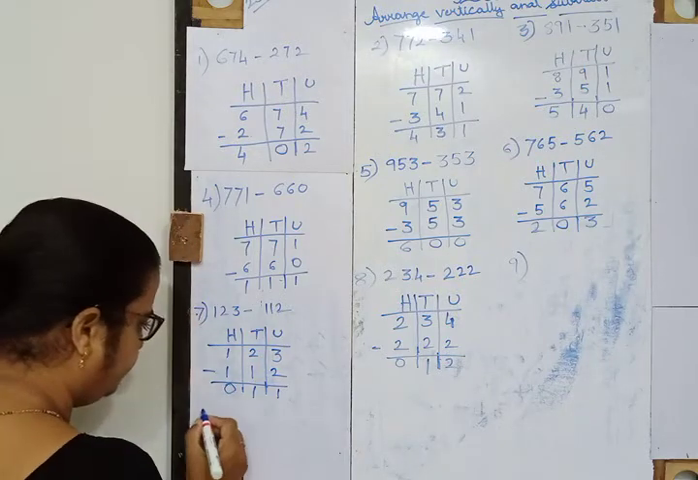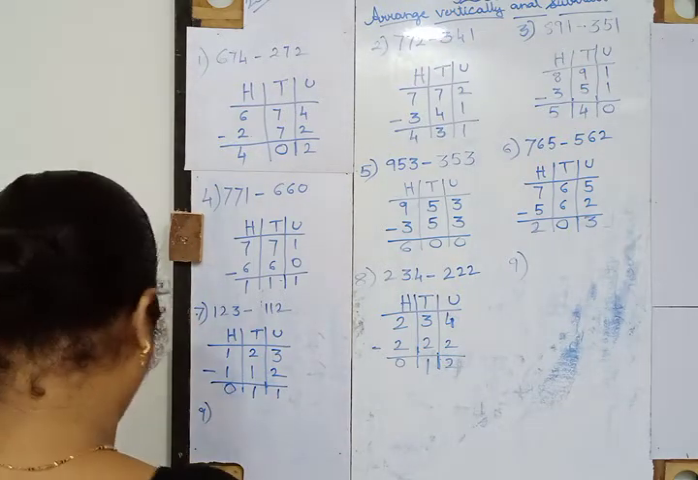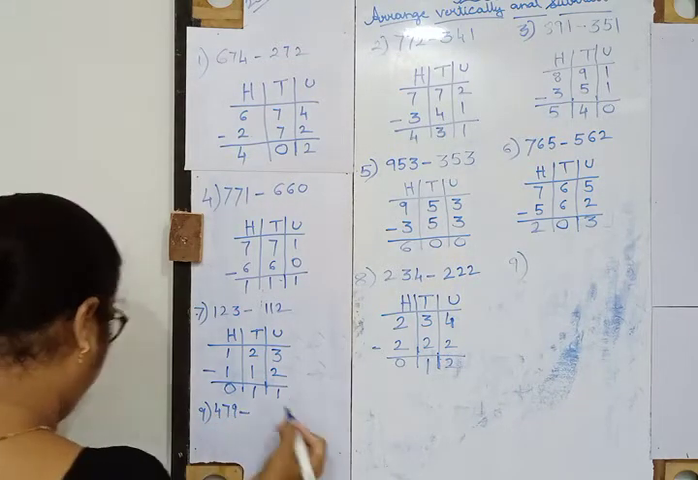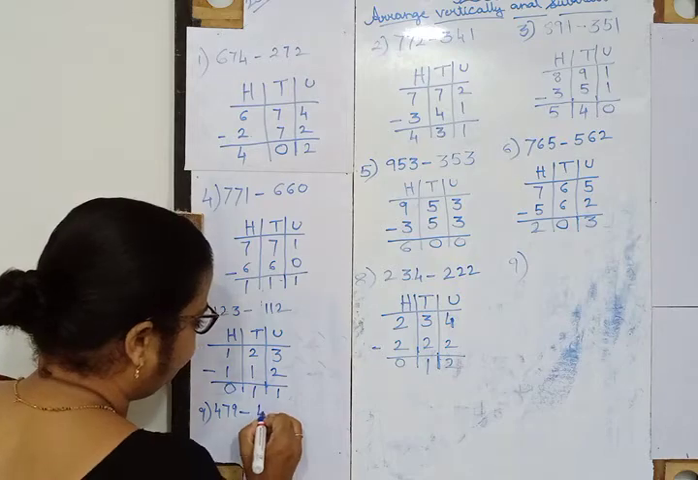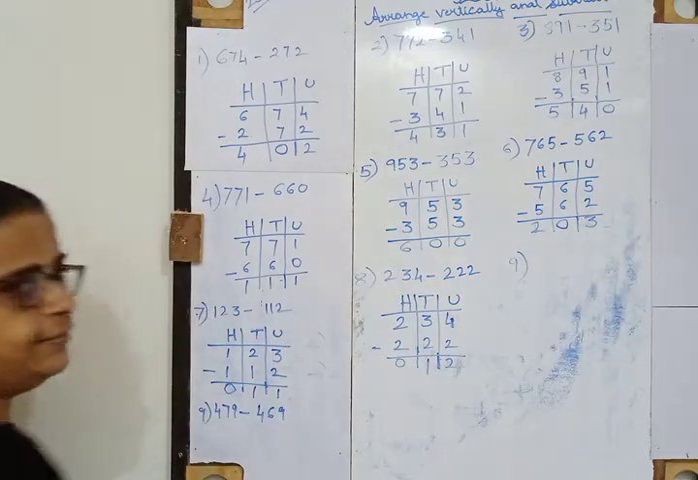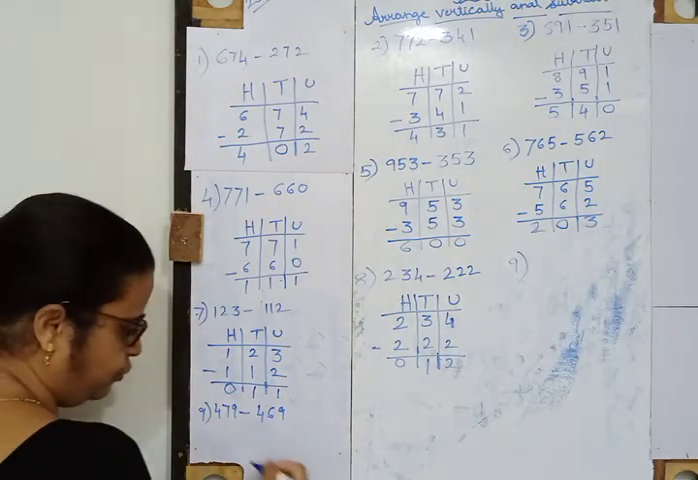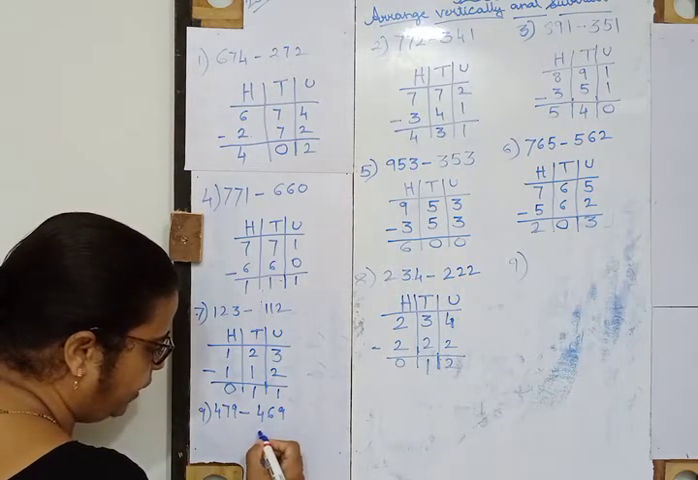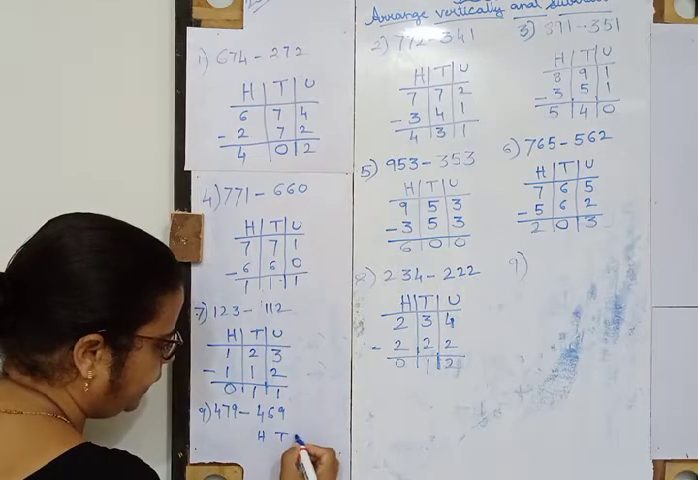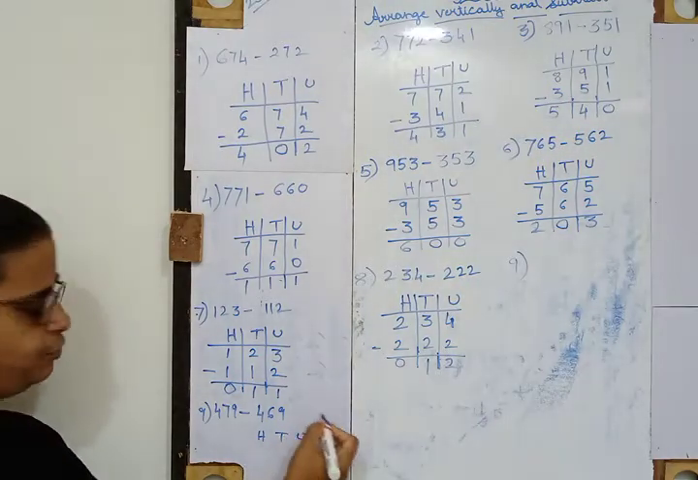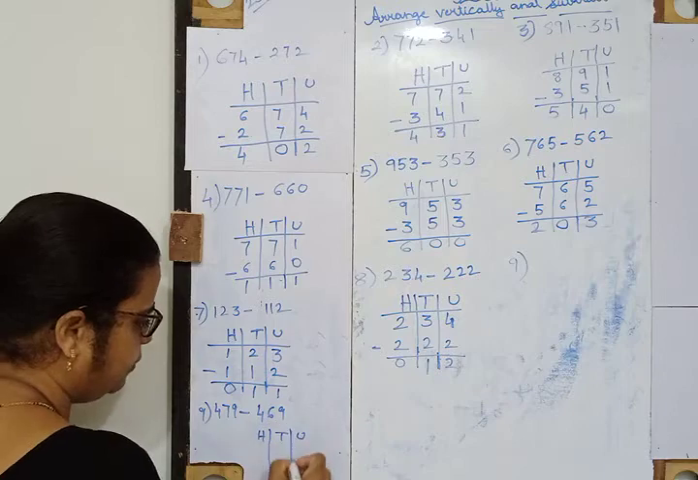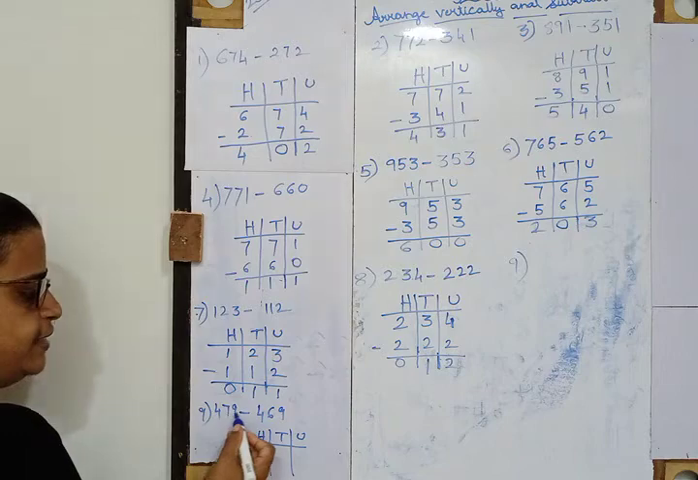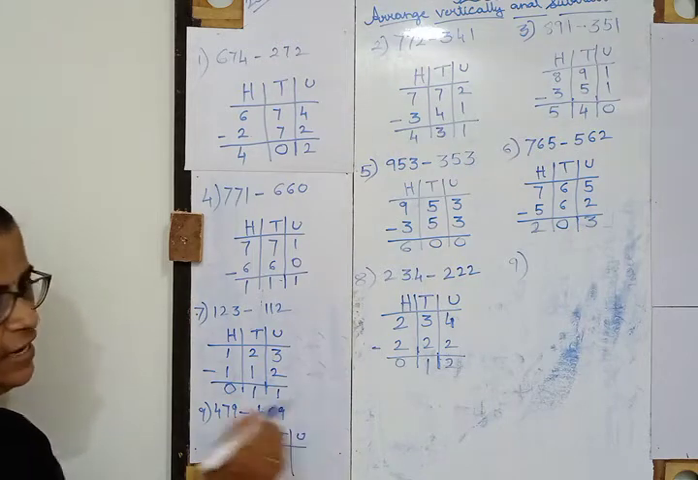So we write here 479 minus 469. So students, you should tell me now. First we have to arrange this in vertical columns. So we have to write here HTU, that is hundreds, tens, units. So draw this line. So now we will write here 479 minus 469.